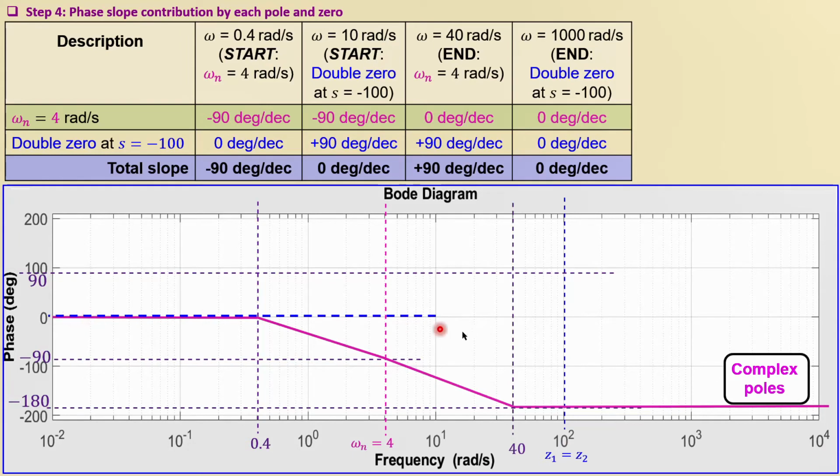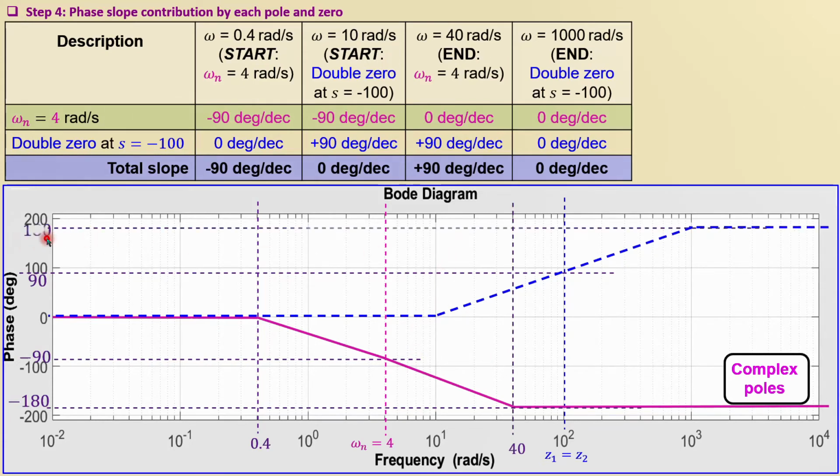Now this is the dashed line, and the blue line is again 0 degrees up to 10, because then it starts, and then it's increasing by 90 degrees per decade. So that's actually this. So you can see 100 and 1000. So it is going up from 10 to 100 and from 100 to 1000. So it is 2 decades up, and I have to go from 0 degrees to plus 180 degrees. That's actually what you see here. And then after the 1000, it is again 0 degrees per decade.